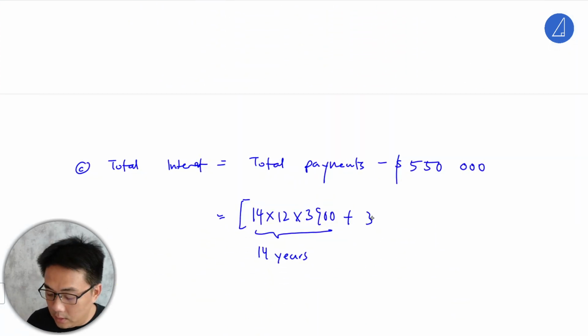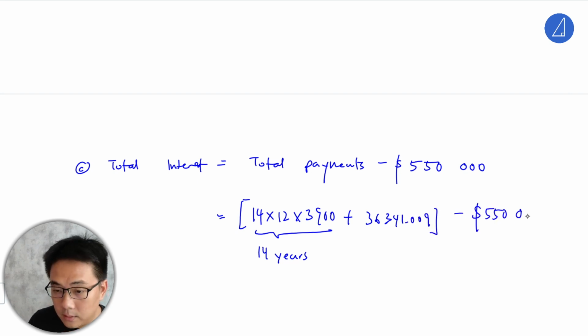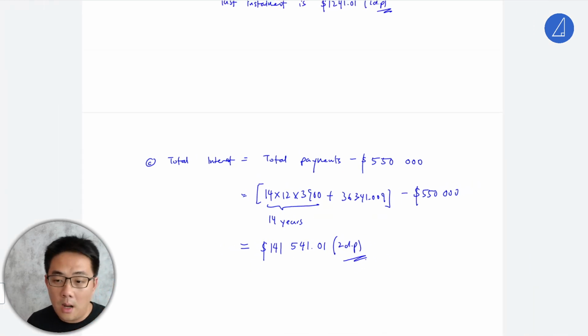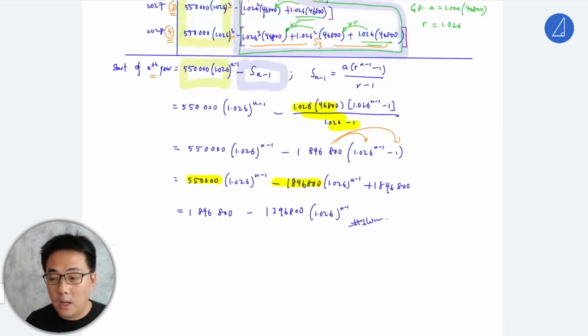So this is 36,341.009 minus 550,000. Okay, this will give us 141,441.01. So that's the total interest that he has to pay. Okay, so that's how we do this question here.